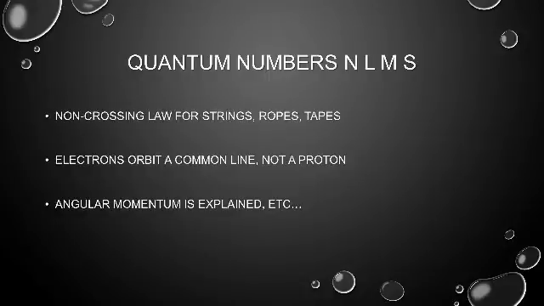Now, this is revealing the true meaning of the quantum numbers, N, L, M, S. So for atoms and orbitals, they have N. And now that the non-crossing law is being used as the truth behind how reality really works, now we can show what these quantum numbers mean. The electrons are orbiting not a proton, but a common line. So an electron has a line to a proton. Other pairs have lines. And the electrons cannot cross that, so they orbit the common line. Angular momentum was explained in these images.